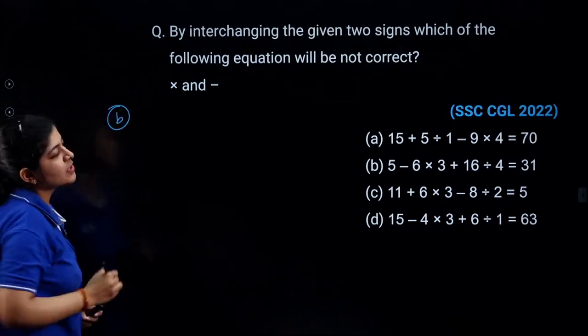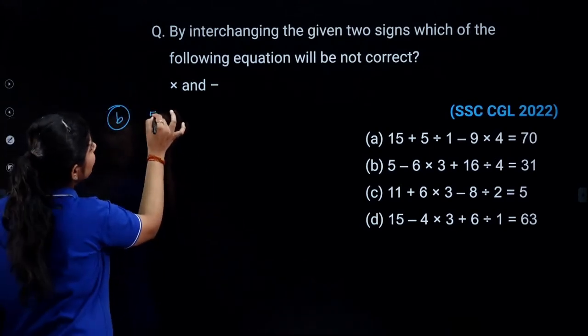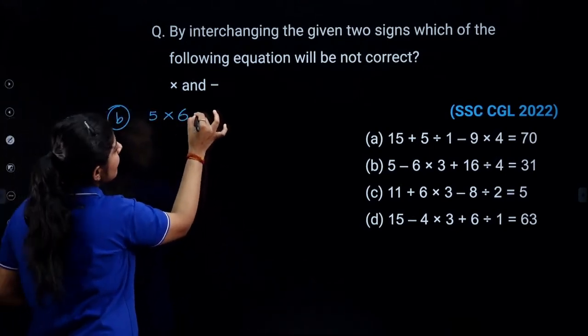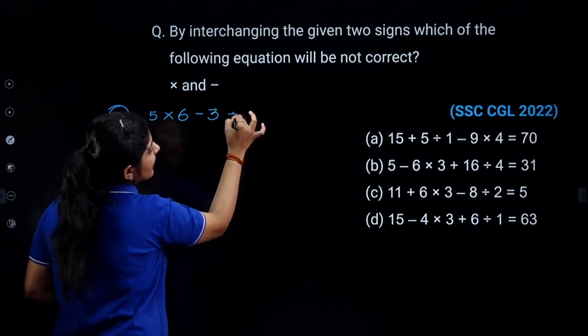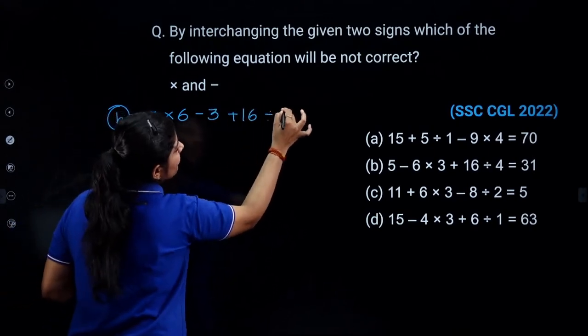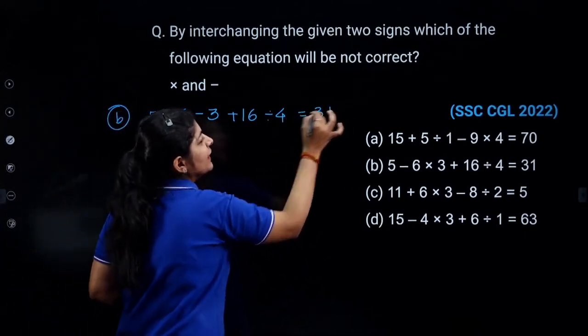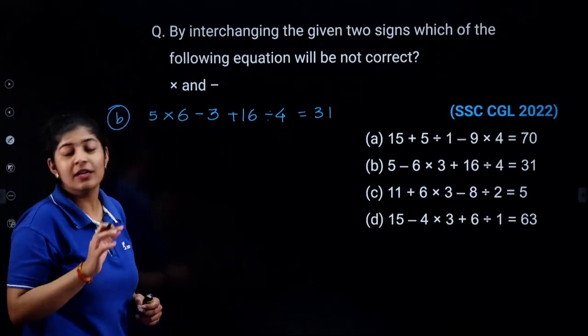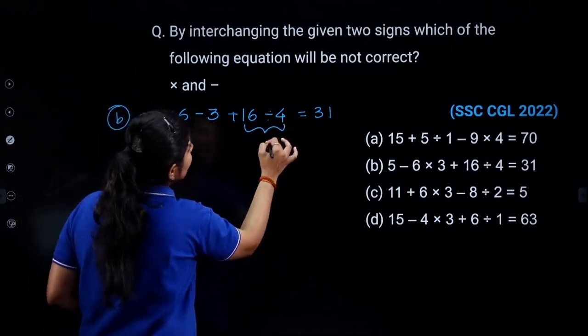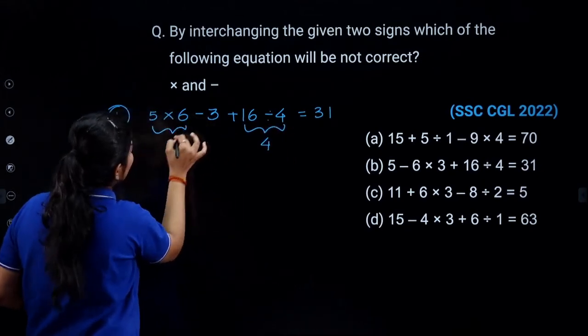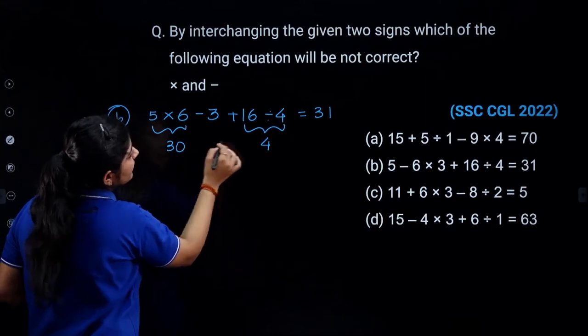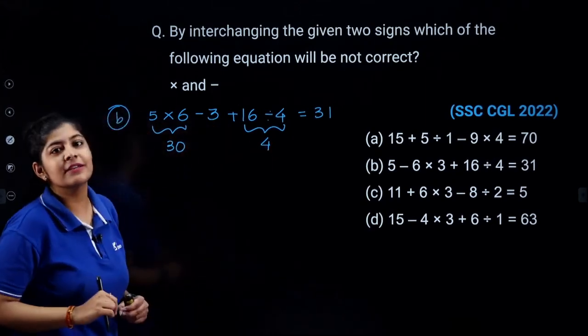So basically option number B is saying that 5 into 6 minus 3 plus 16 divided by 4. Now what we need to do? We just simply need to do the basic mathematical operation. Here what we are getting? We are getting 4, and here we are getting 30. 30, here we are getting minus 3 and plus 4.